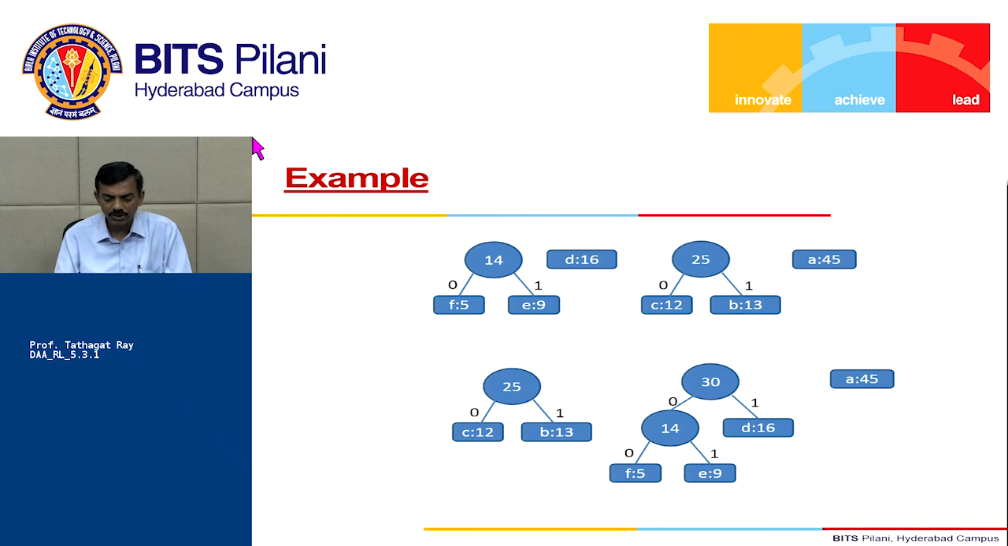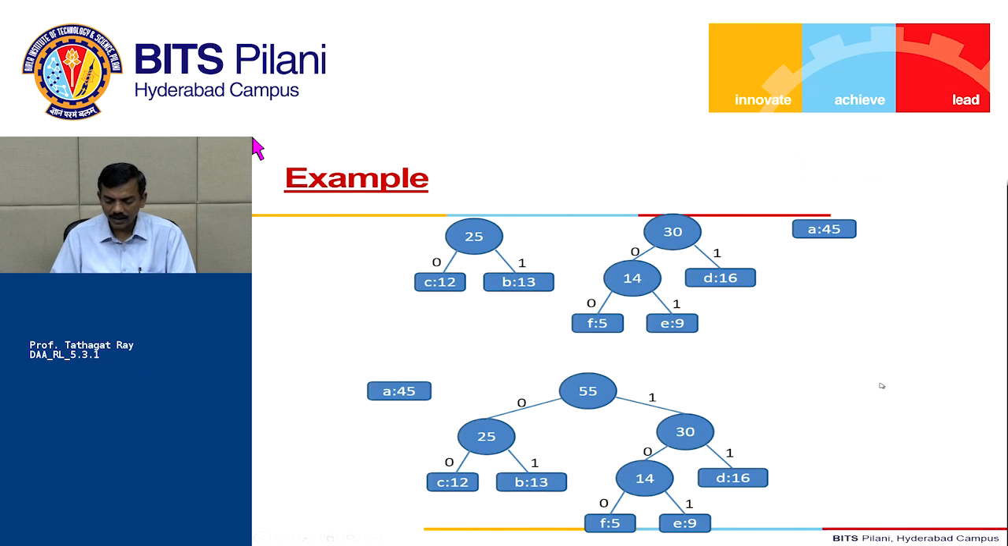Then again, what is the next? So we have reached this position. What are the next two least frequent ones? This 14 and D. So I will create a new node, Z, whose left child is the least frequent character or node, which is 14. The second least frequent is D, which is 16. So that becomes the right child, and I create a new node Z with the frequency 30. And then I push 30 at the right place in my priority queue. So now the priority queue is having 25, 30 and 45.